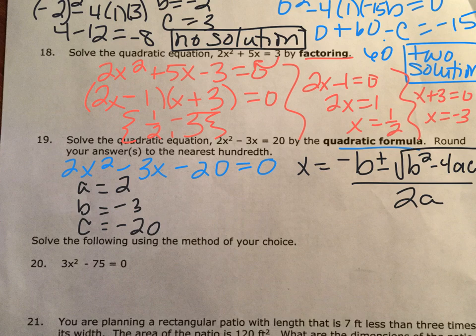So let me maybe use a different color, because I'm going to run out of room here. Actually, let me just add another page. Our other page. And now the next three you can do any way you want. You could graph all of them if you want to. Okay, so let's look at number 20.